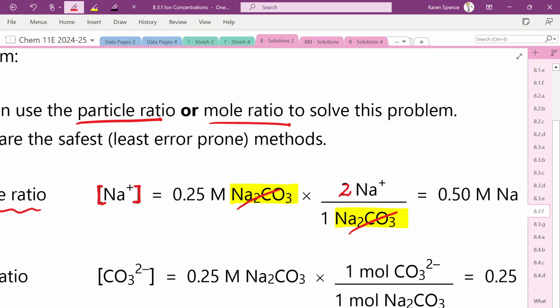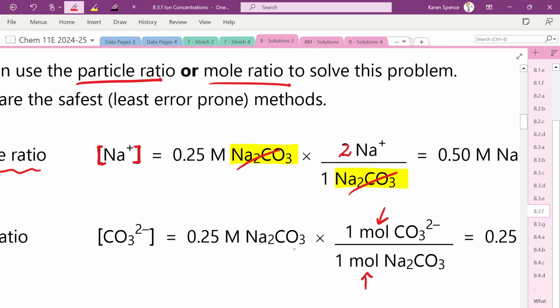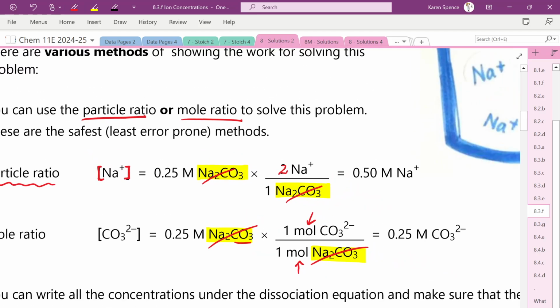Yes? You can use the mole ratio. And the only difference in there is you write the word mole. Right? We've got a 1-to-1 relationship here. We're still canceling Na2CO3. In this case, the moles in the molarity cancels with the moles down below, but you get moles back at the end, so you still end up with your molarity.